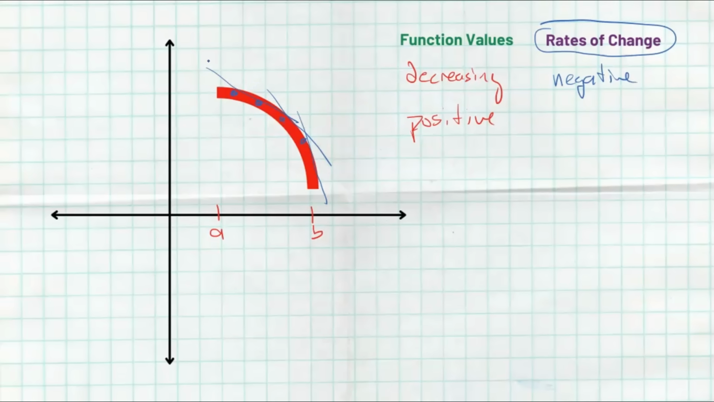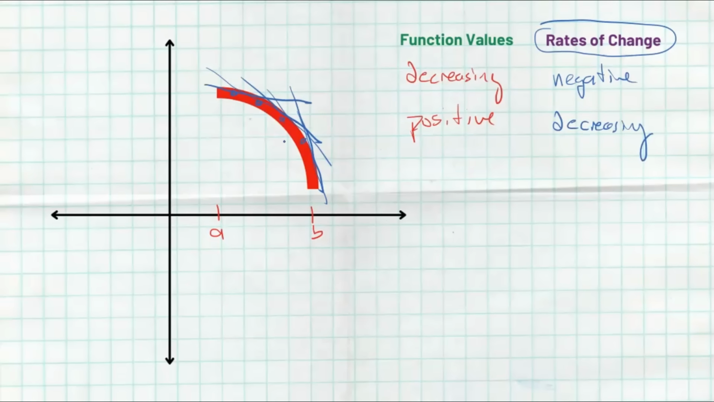Again, more and more and more negative. So here is my first rate of change. It's negative. Here's my second rate of change. It's negative. Here's my next rate of change. It's negative, but they're more and more negative. Hence, concave down. So the rates of change are decreasing.